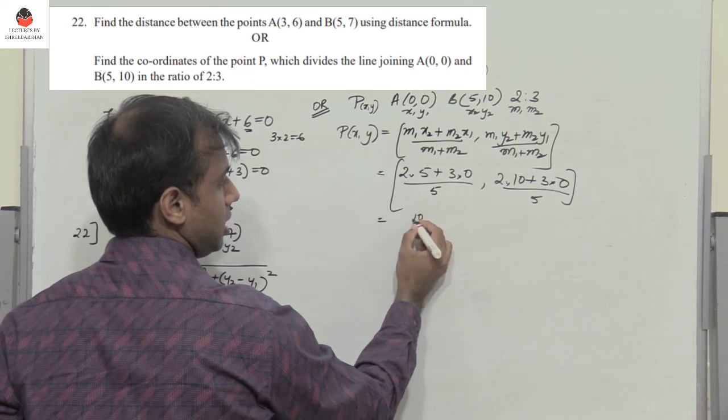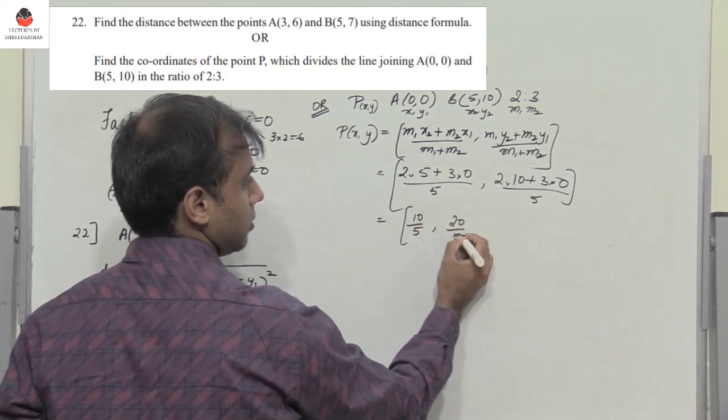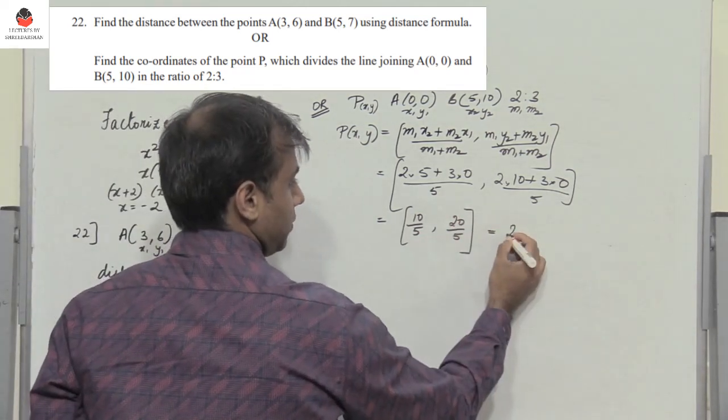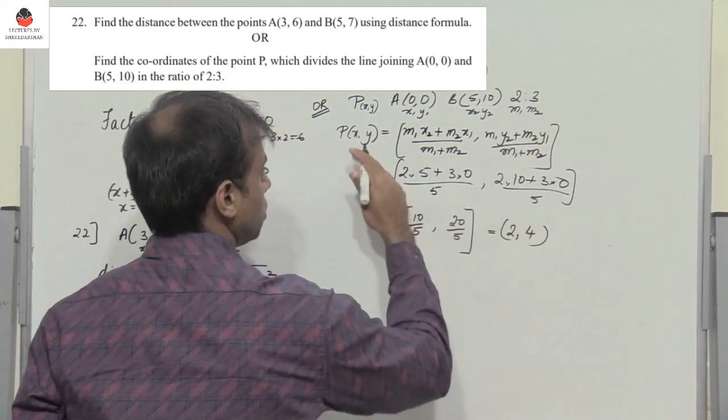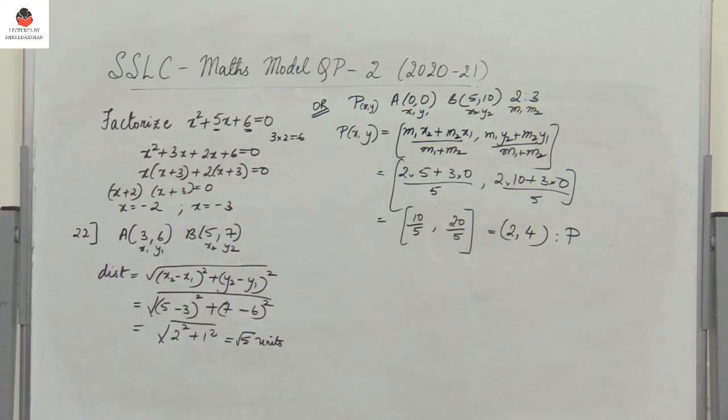So here we get 10 by 5 and then here we have 20 by, so what do we get? 10 by 5 is 2 and 4. So the point P is 2, 4. So this completes both the parts of 22.